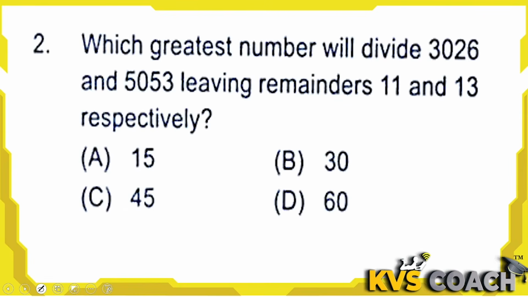Second question is, which greatest number will divide 3026 and 5043, leaving remainder 11 and 13 respectively? Which greatest number divides 3026 and 5043? ठीक है, and the remainders will be 11 of 3026 and 13 of 5043. They are saying respectively, meaning one by one. To find a number that divides 3026 and 5043 with remainders 11 and 13, we first subtract the remainders from the numbers.